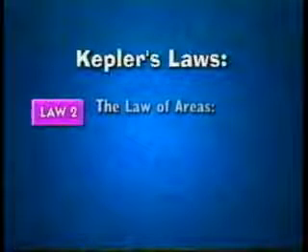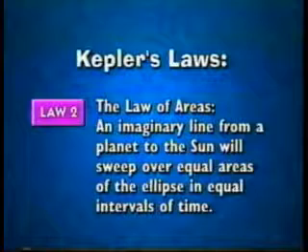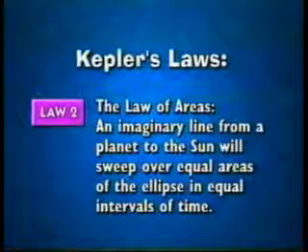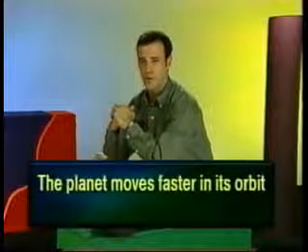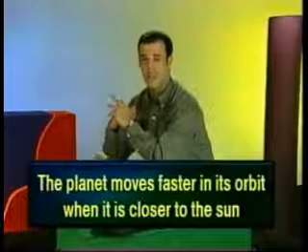Law 2. The Law of Areas. An imaginary line from a planet to the sun will sweep over equal areas of the ellipse in equal intervals of time. That's kind of a confusing statement. What it really means is that the planet moves faster in its orbit when it is closer to the sun. Kepler's law just explains things mathematically.